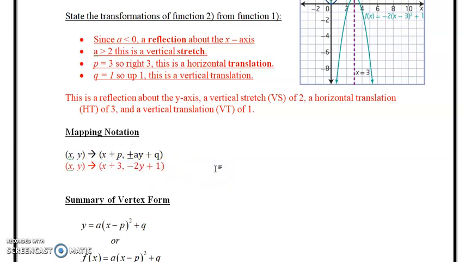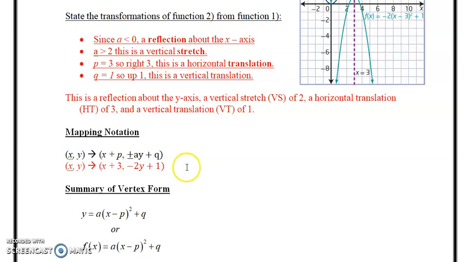We'll talk a little more about this when we do an example. This is called mapping notation. I like mapping notation when I'm graphing by hand. It's an excellent way to graph a quadratic or any function. We'll do lots of different functions in Pre-Cal 12. But for now, in Pre-Cal 11, we just use this for our quadratics.